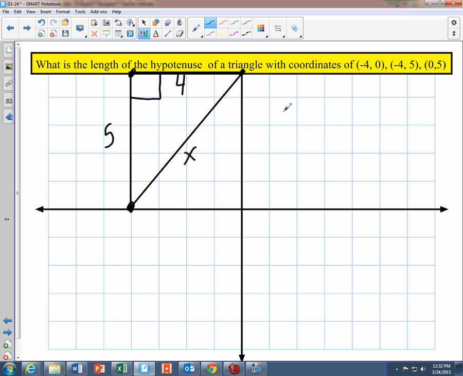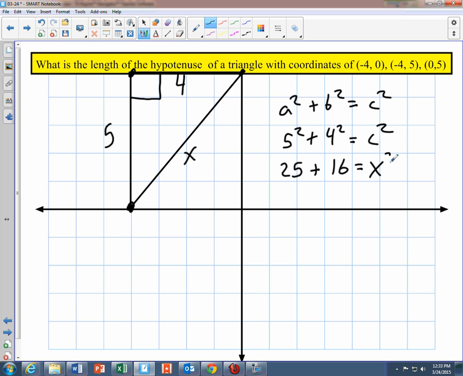So again, using the Pythagorean theorem, I'm going to go a squared plus b squared equals c squared. And I'm going to put the 5 and the 4. These are my 2 legs because they both touch the right angle. And the nice thing about these kind of problems is these will always be legs, so you'll know that. So I'm going to go 5 squared plus 4 squared equals c squared. Well, let's see. 5 squared is 25. 5 times 5. 4 squared is 16. And c squared, well, I'll just put it in the x squared.